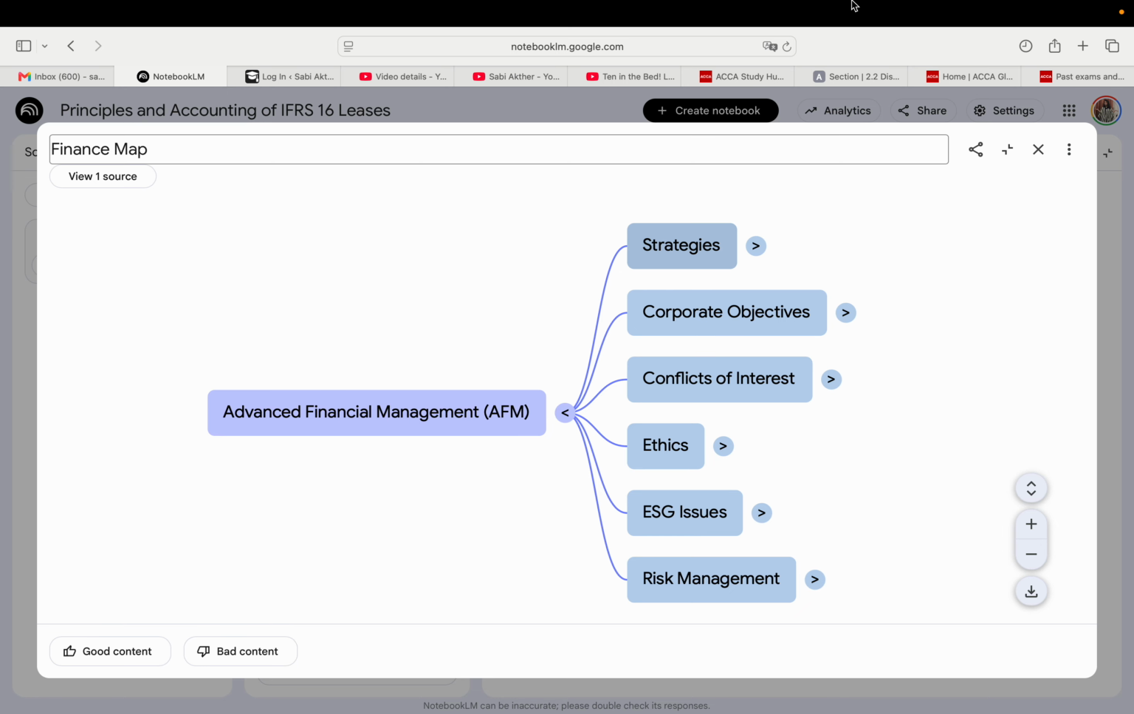First is the strategies, then we have corporate objectives, we'll see the conflict of interest, we have ethics, which is always tested in AFM, then we have ESG issues, that is environmental, social and governance, and risk management.